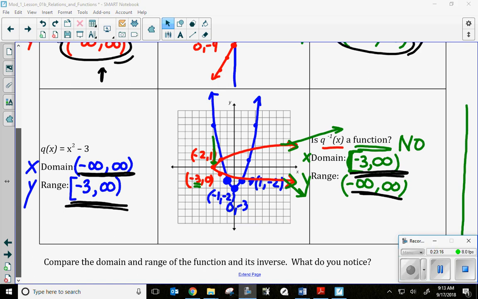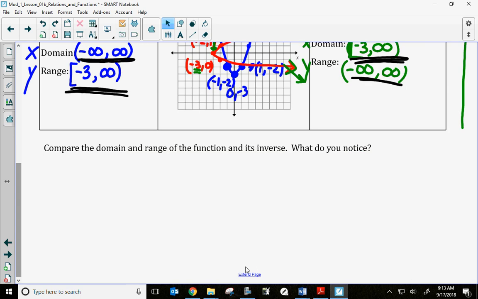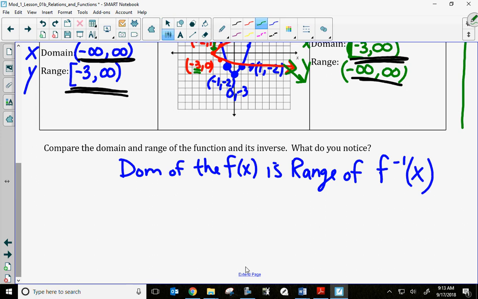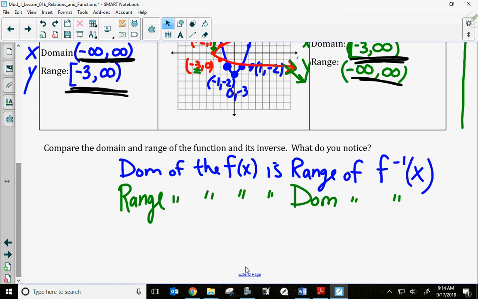So ultimately, when we compare the domain and range of the function and its inverse, what do we notice? The domain of the original function, f of x, is the range of the inverse. And the range of the original function, f of x, is the domain of the inverse. I mean, think about it. Don't our x's and y's flip when we go from the original function to the inverse? Well, this is the x domain. It becomes the y of the inverse. And the range is the y. We're going to flip that and make it the x of the inverse. So it just all holds true. Okay? Not too bad. One more page, I believe.